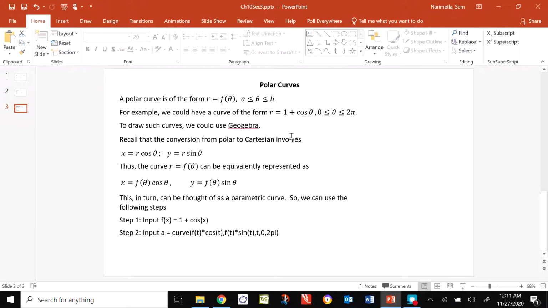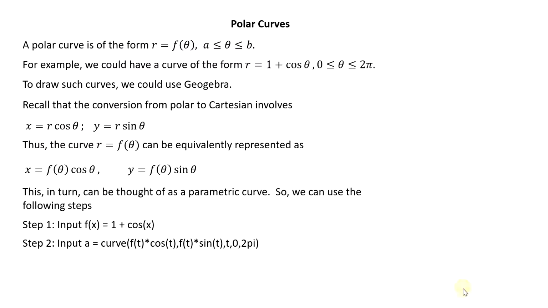What if we needed to draw a polar curve? Now that we have learned how to draw a whole bunch of polar points, can we draw a polar curve? What's a polar curve? A polar curve is of the form r equals f of theta, a less than or equal to theta, less than or equal to b. That means theta lies between a and b. Let me pick a simple example. R equals 1 plus cosine theta, where 0 is less than or equal to theta, less than or equal to 2 pi.